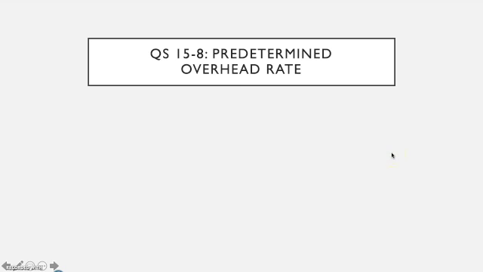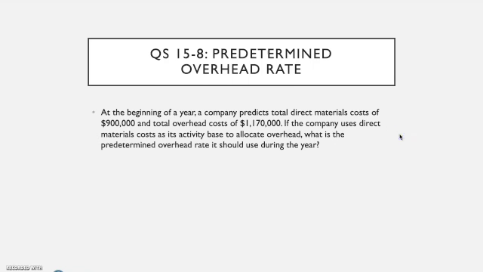The first pre-assignment with chapter 15 is QS 15.8, and this relates to predetermined overhead rates. It says that at the beginning of a year, a company predicts total direct material costs of $900,000 and total overhead costs of $1.17 million. If the company uses direct material costs as its activity base to allocate overhead, what is the predetermined overhead rate it should use during the year?